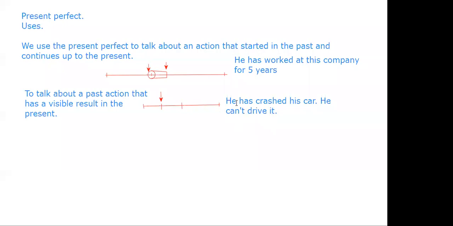He can't drive it. So you can see now the car. The car is crashed. Okay? You can actually see the car in the present. You have a visible result here of the car. So he crashed the car here. And today you can see the car, the visible result. So that's what it means: to talk about a past action that has a visible result in the present. Okay? Another use.